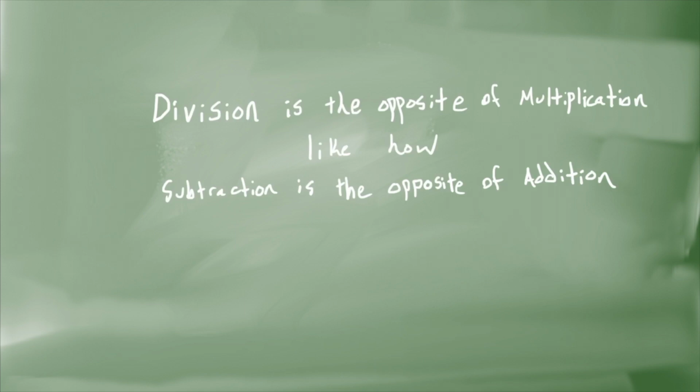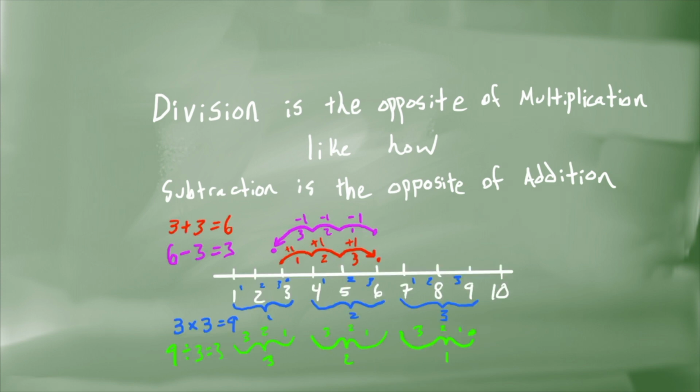Division is the opposite of multiplication, like how subtraction is the opposite of addition. For example, if we were to take a number line, we could show all 4 operations at once. In red, we can see addition, 3 plus 3. So we would start at the number line at 3 and move 1 unit 3 times, plus 1, plus 1, plus 1, to get to 6. Subtraction is the opposite. 6 minus 3, starting at 6, moving back 1 unit 3 times, minus 1, minus 1, minus 1. Gets you 3.